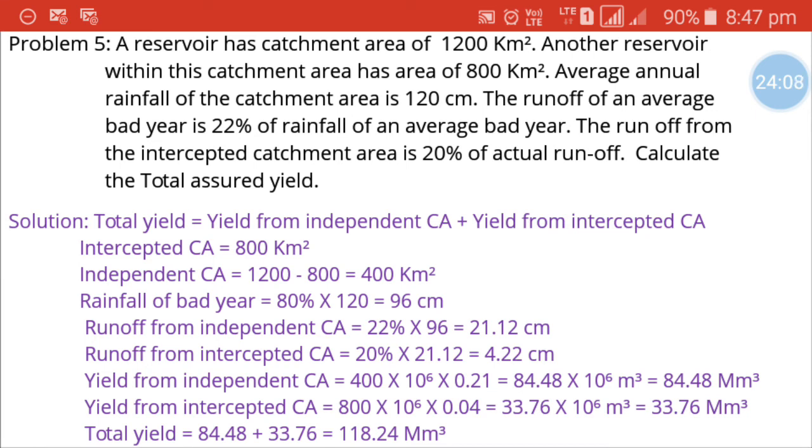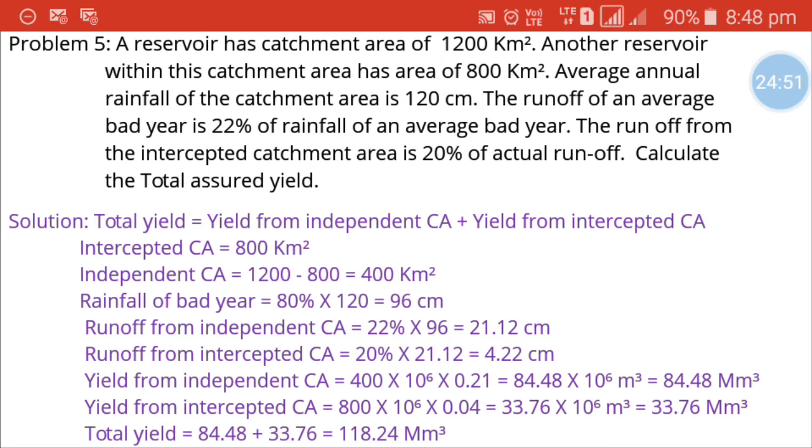Problem number 5. A reservoir has a catchment area of 1200 square kilometer, and another reservoir within this catchment area has an area of 800 square kilometer. Average annual rainfall of the catchment area is 120 centimeter. The runoff of an average bad year is 22% of the rainfall of an average bad year. The runoff from the intercepted catchment area is 20% of actual runoff. Calculate the total assured yield.